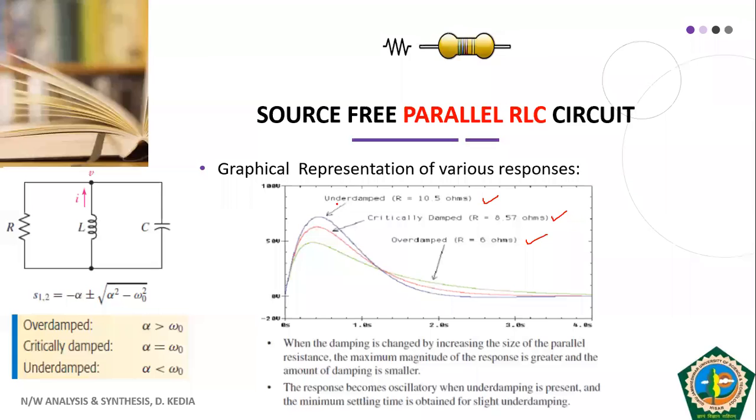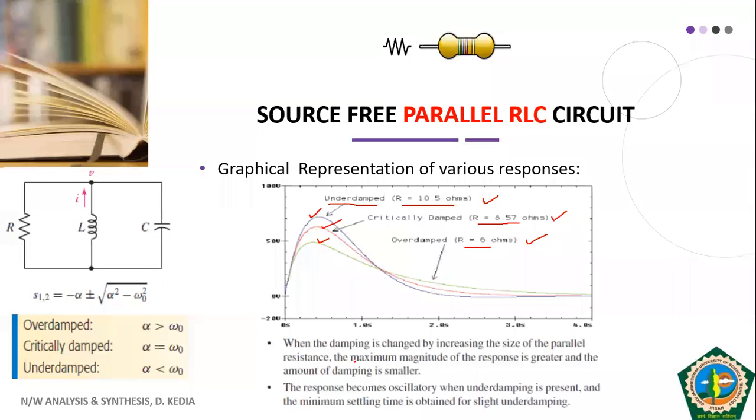So you can see here, I have graphically represented all these three responses. In case of underdamped, the amplitude of your oscillation is maximum. In case of critically damped, it is in between. And in case of overdamped, the amplitude of your oscillation is minimum. So students, by changing the values of circuit components, you can decide the amplitude of your oscillations. You can see here in the graph that by changing the value of resistances, you are able to change the damping condition of your circuit.